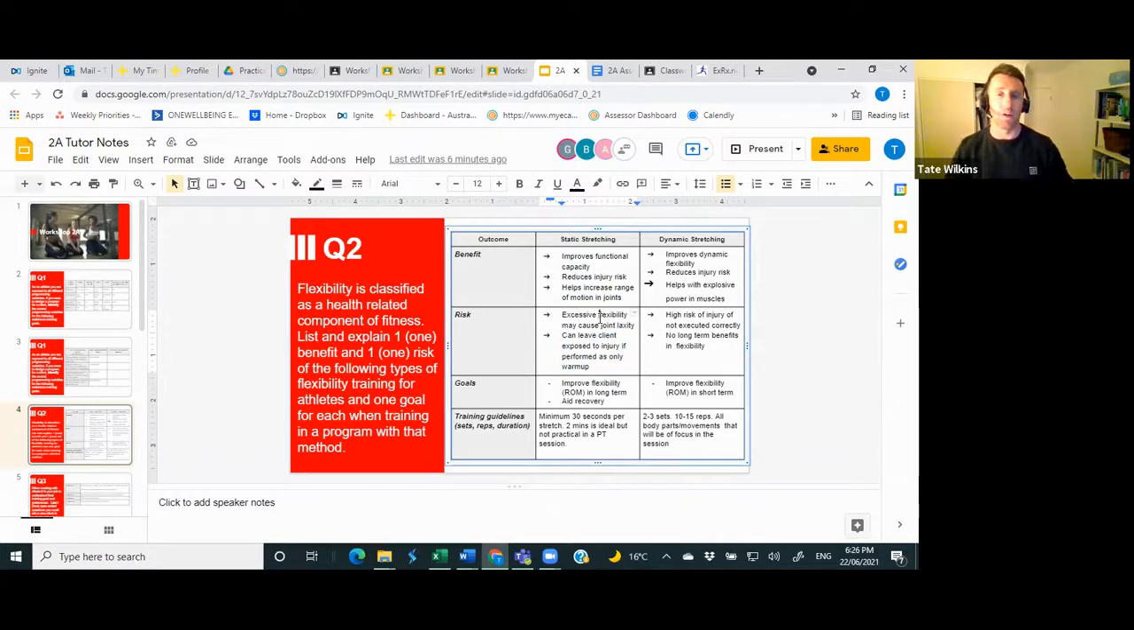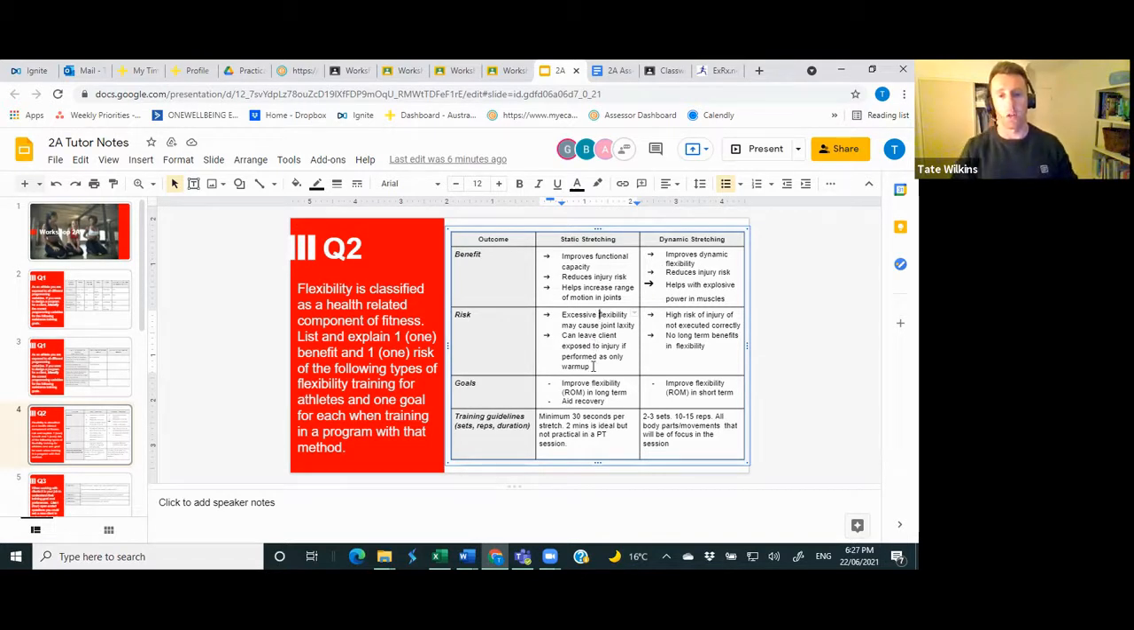So static stretching can leave the client exposed to injury if performed as the only warm-up. That would be the example of if you only do static stretching before an exercise, then you haven't got blood flow to the muscle. You haven't warmed the muscle up. And you also haven't increased the range of motion. So that's what you could say for the risk of static.